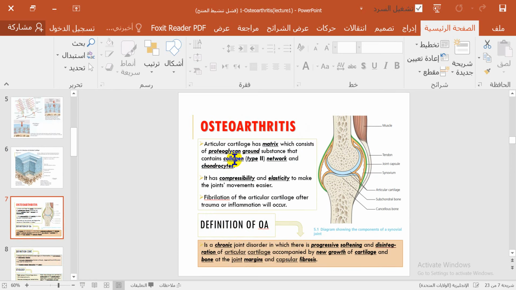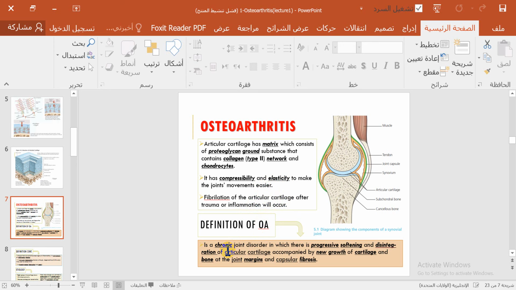Articular cartilage has a matrix which consists of proteoglycan ground substance that contains collagen, mainly type 2, a network, and chondrocytes. It has compressibility and elasticity to make joint movement easier, and fibrillation of the articular cartilage will usually occur after trauma or inflammation.